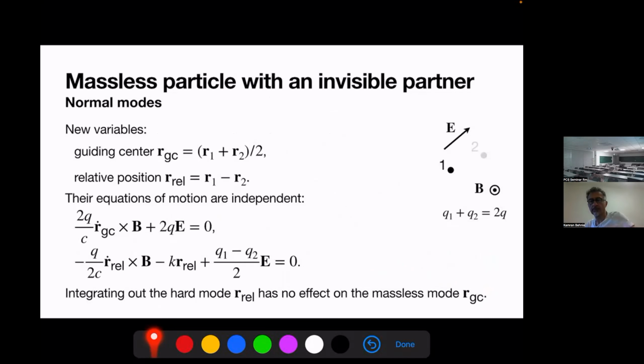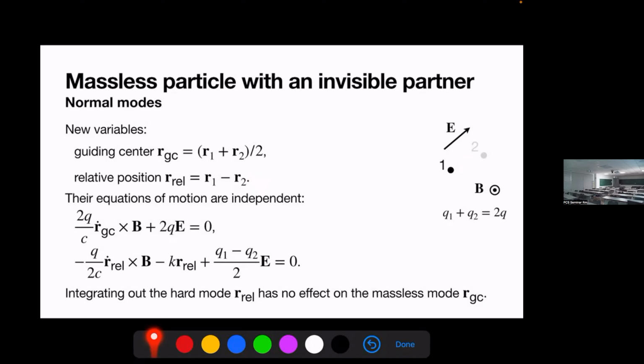So we can introduce more convenient variables: the center of the two particles, which would be called the guiding center here because there is no mass yet, right? So we can call it the center of mass, and the relative position, which is the difference of the two. And you can write the equations of motion for the relative position and for the guiding center, and they will look like this. And you can see that the relative position couples to the electric field through the difference of the charges, whereas the guiding center couples to the external electric field through the sum of the charges Q1 plus Q2.